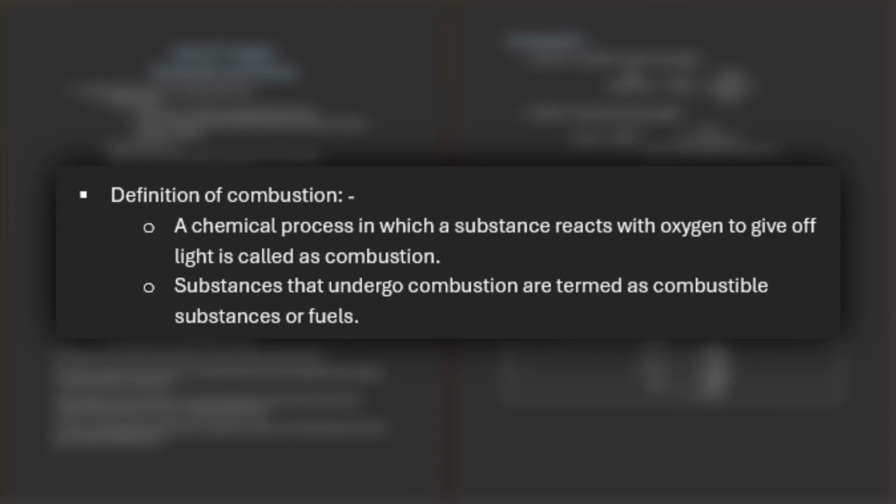Definition of combustion: a chemical process in which a substance reacts with oxygen to give off light is called combustion. Whenever a substance burns in the presence of oxygen, it is known as combustion. The substances that undergo combustion are known as combustible substances, or they are also called fuels.